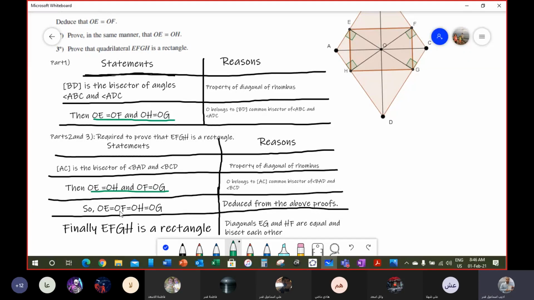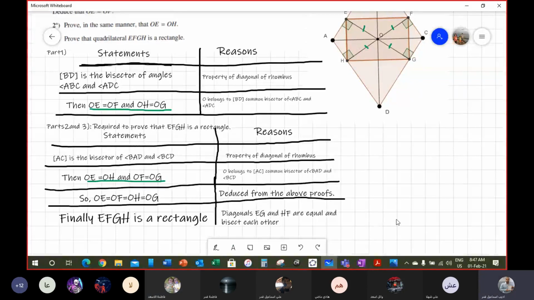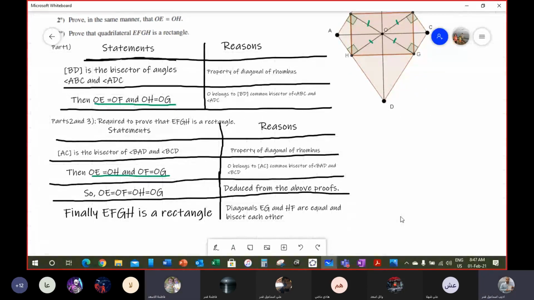يعني هاي بتساوي لهاي بتساوي لهاي وبتساوي لهاي. اوكي، بس يطلعوا هودي ايكوال لبعضهم، شو صار يعني هيدا؟ صاروا diagonals، صاروا equal and intersect each other. يعني صار EFGH is a rectangle and diagonals EG and HF are equal and bisect each other. اوكي، هيدا هو كل السؤال 22. يلا اكتبوا نعمل معروف، خلصوا.